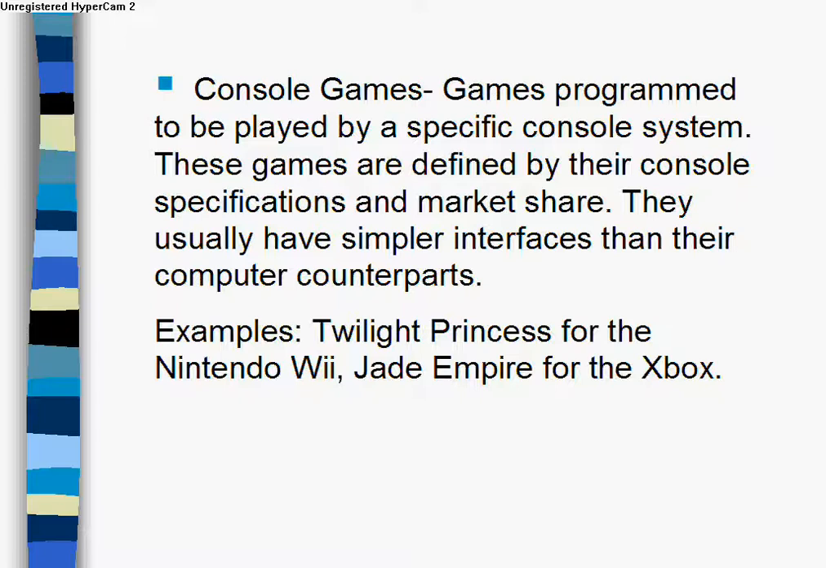And this term kind of goes to the last term. These are console games. Console games are games programmed for consoles. So, Twilight Princess is an example of a console game for the Nintendo Wii console system. Jade Empire is a game for the Xbox. The games are defined by their console specs and by the market share who buys that particular console.